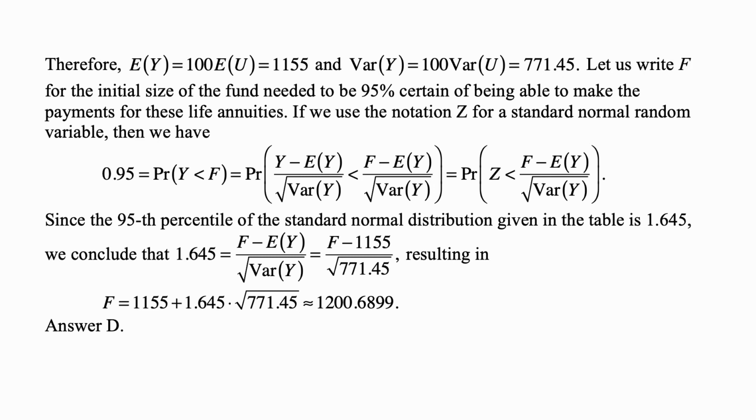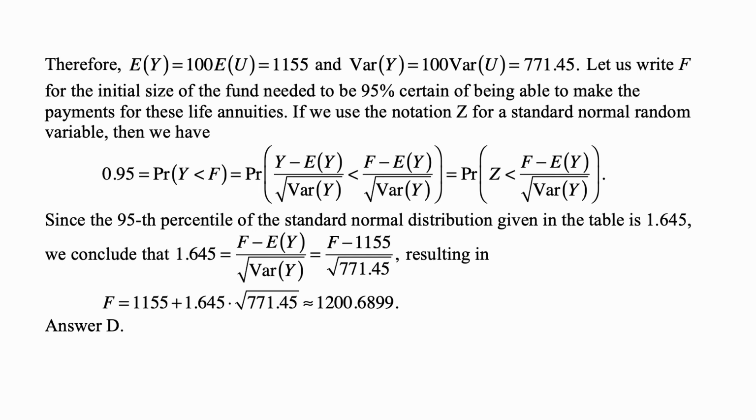Let us write F for the initial size of the fund needed to be 95% certain of being able to make the payments for these life annuities. If we use the notation Z for a standard normal random variable, then we have 0.95 is the probability that Y is less than F, which is the probability that Y minus E of Y divided by square root of variance of Y is less than F minus E of Y over square root of the variance of Y, and that's equal to approximately, but for practical purposes of this problem, we can just write this as equal based on the central limit theorem. This is the probability that Z is less than F minus E of Y over square root of variance of Y.